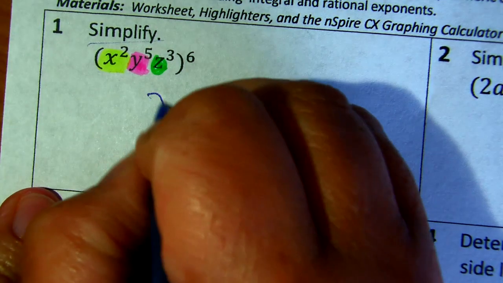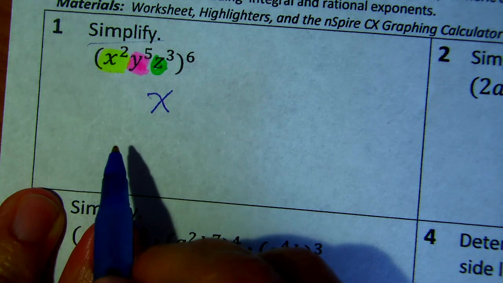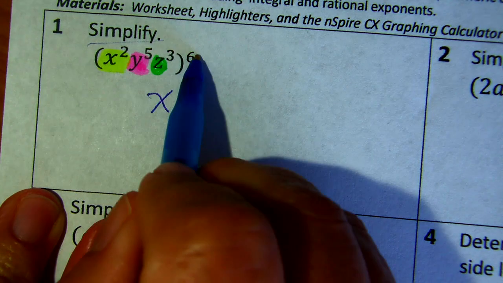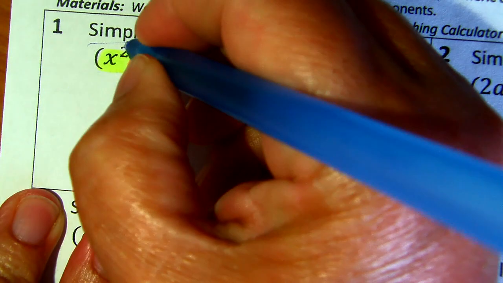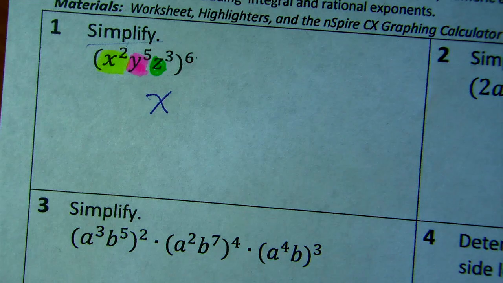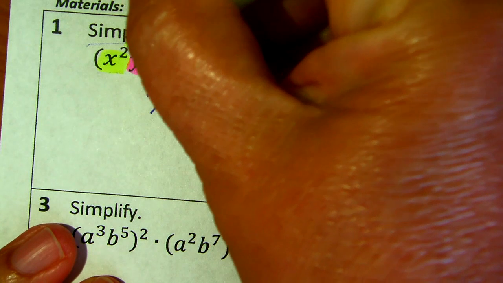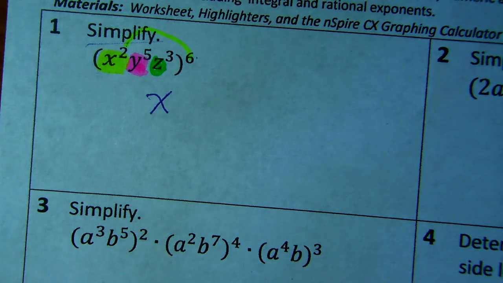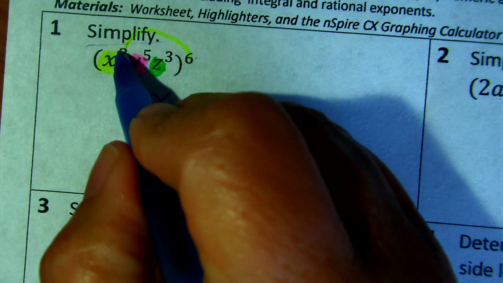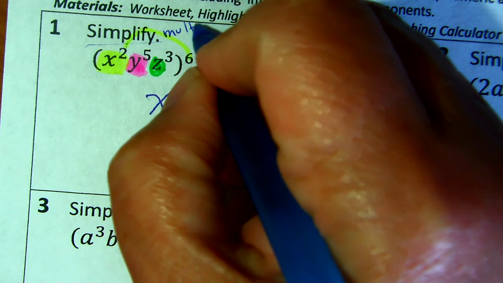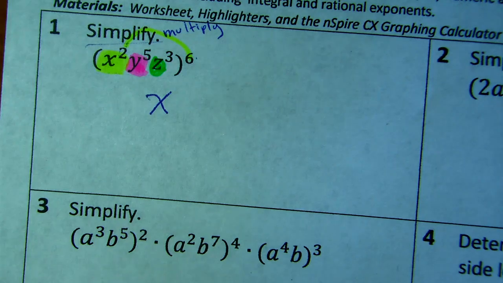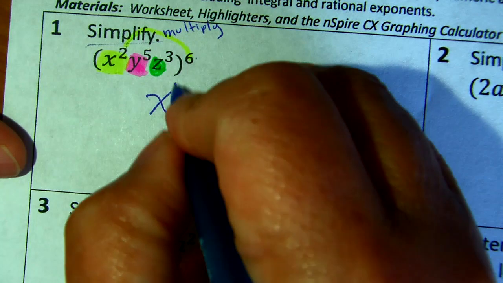So let's begin with the x. Power to a power. What do we do? Multiply the powers. So 2 times 6, I'm going to do this with the yellow. 2 times 6. What is 2 times 6? I'm going to put the word right here. Multiply. 2 times 6 is 12.